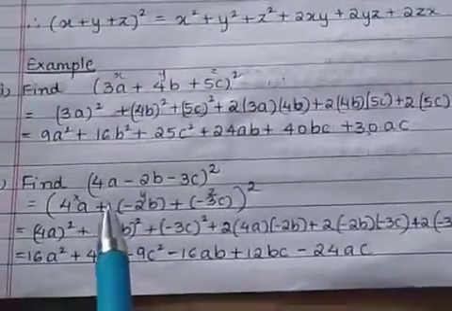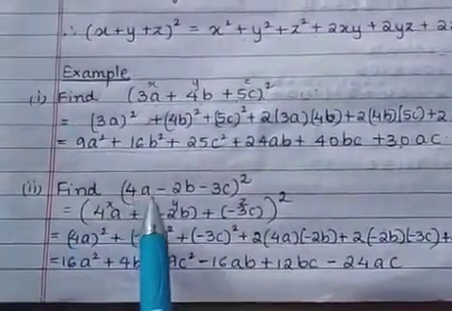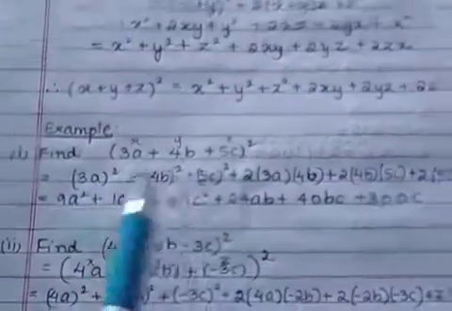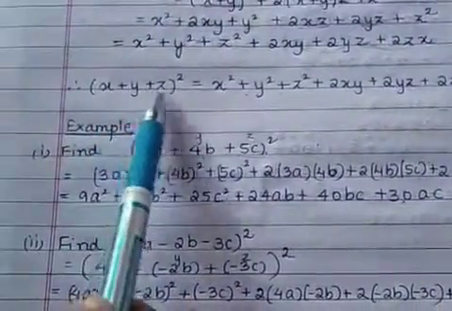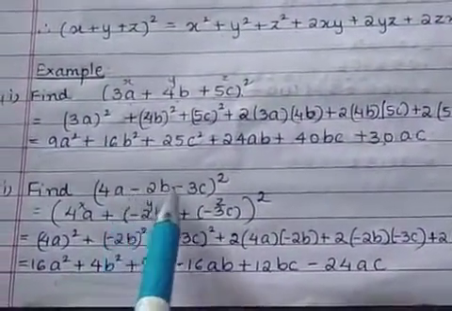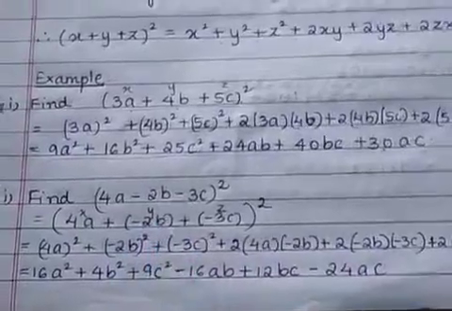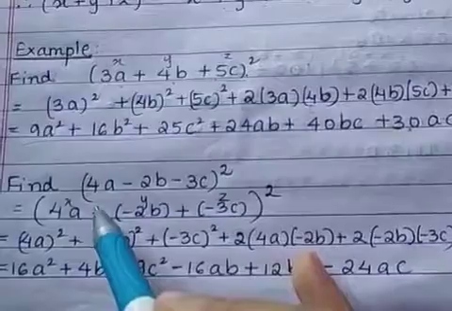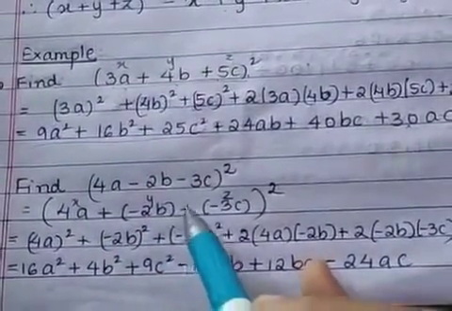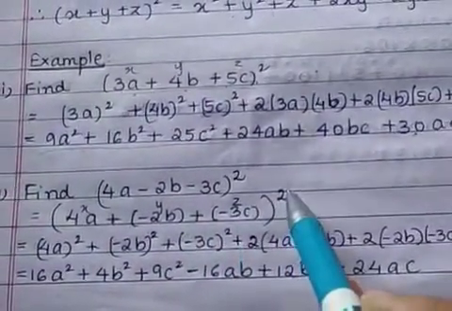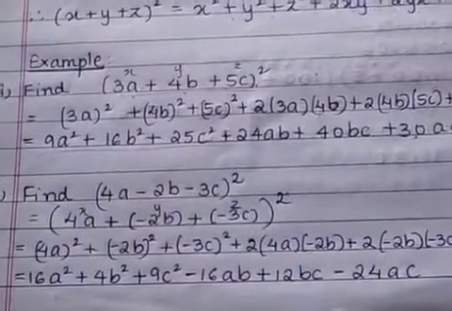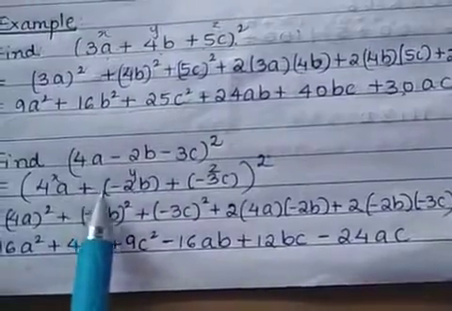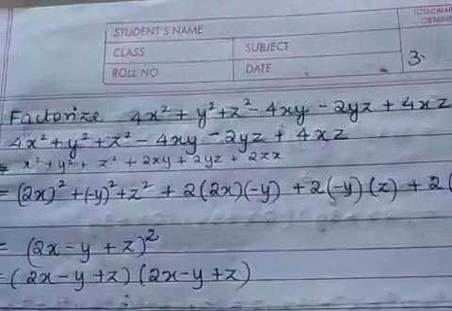Now let us see another example. Find 4a minus 2b minus 3c the whole square. Now the identity that you have learned, the sign is always positive, right? But since you have negative here, again just like in one of the examples that we saw, we can write this as 4a plus minus 2b plus minus 3c the whole square. Okay, we can convert this into this form and then again apply the same identity and you find the solution.